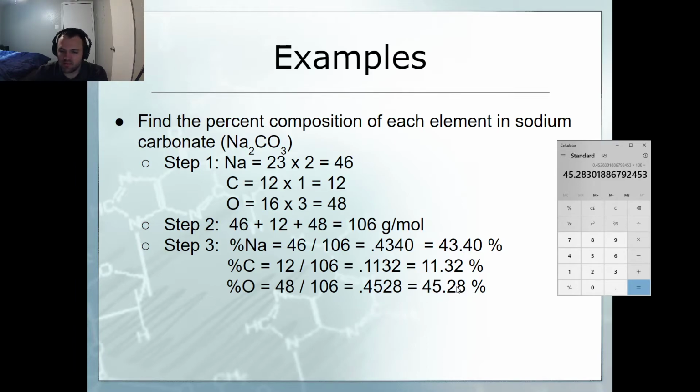All right. So if you're ever doing these problems and you get to the end and you want to check and make sure you've done it right, easiest way to check, you take all your answers and you add them together. So 43.40 plus 11.32 plus 45.28, and they should add up to 100. And if they do, that means you're doing good, right? 100%, the whole thing, you're in the clear.